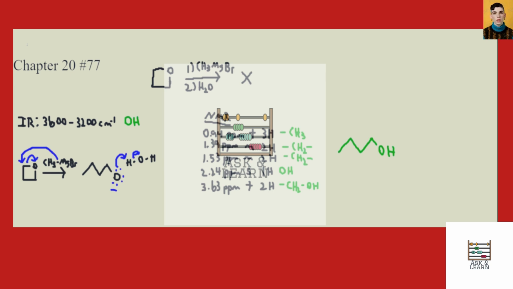So rather than try to squeeze it in right there, I'll put it down here. Okay, and so there we go. There's the mechanism that accounts for this product. As I said, it is a pretty straightforward mechanism. And that's the answer to Chapter 20, problem number 77.